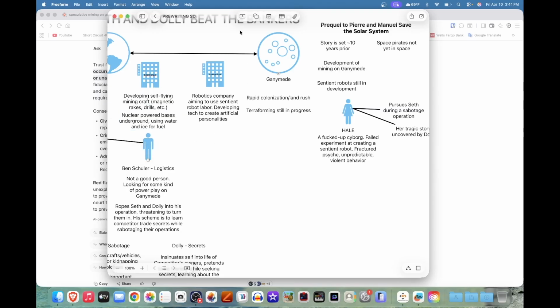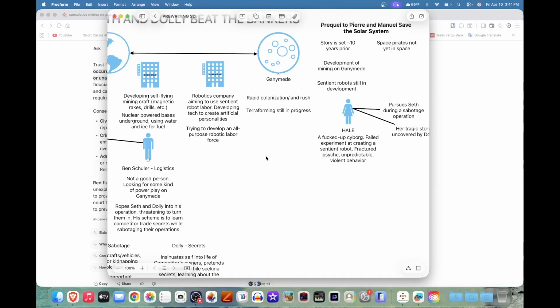Let's see here. I should add another note here about what exactly they're doing: to develop an all-purpose robotic labor force. So they basically just want to create a race of slaves. They want to create a bunch of robots that will terraform the place, build settlements, do all the mining, and bring everything back to Earth.